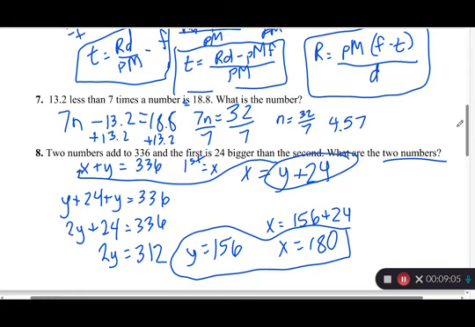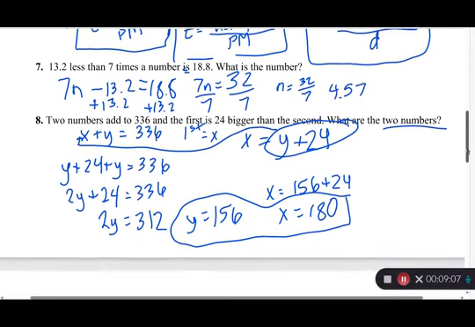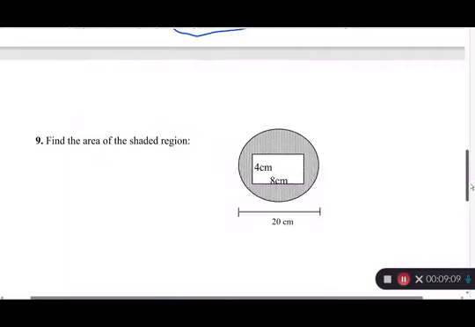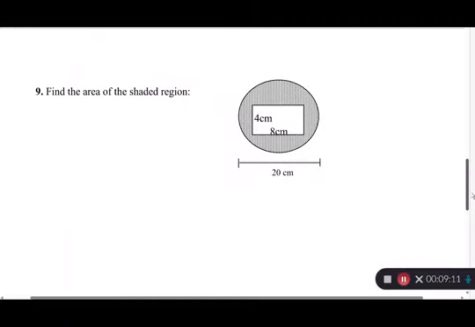One more problem. We gotta scroll to the next page, so here we go. Oh, look at that weird shaped donut. Never seen a rectangular donut hole before. It's exciting. Find the area of the shaded region, which is the donut, if we're going with that analogy. So we need to take the area of the circle, subtract the area of that rectangle, and that'll give us the shaded area. So let's start with the circle, okay?